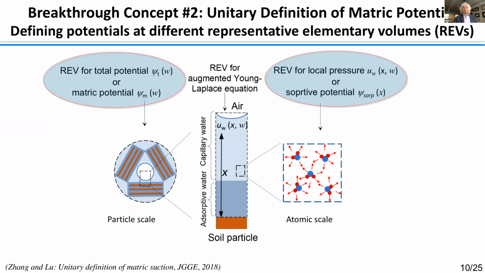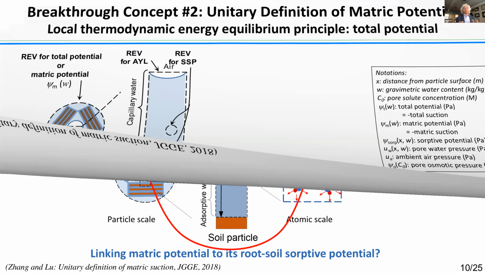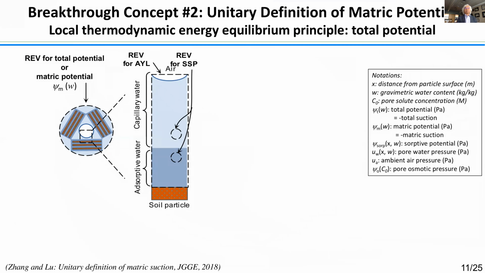But each of them, if you look at the scale, if we really want to define the pressure, the pressure is at a very small intermolecular scale. And the same thing for soil soft potential that exists in vacuum, basically, or some kind of dielectric material or non-polar material. How do we connect that? The way to do that is we use the energy equilibrium concept. In other words, the so-called local thermodynamic energy equilibrium.